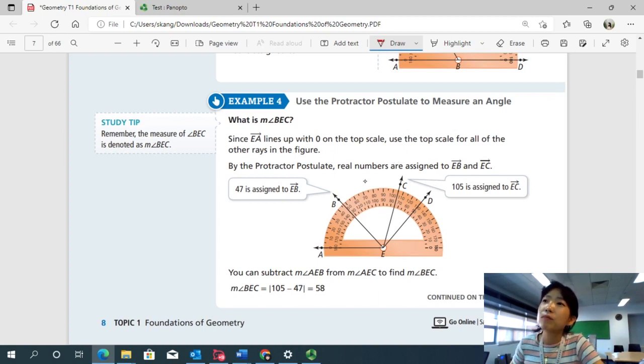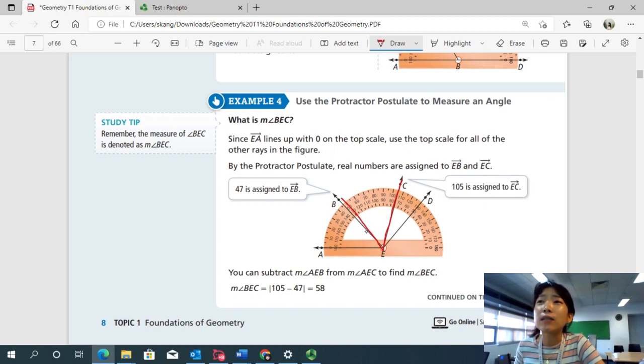BEC. So we're looking at this angle, BEC. Since EA lines up with 0 on the top scale, use the top scale for all of the other rays in the figure. By the protractor postulate, real numbers are assigned to EB and EC.